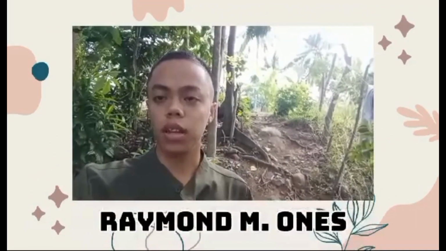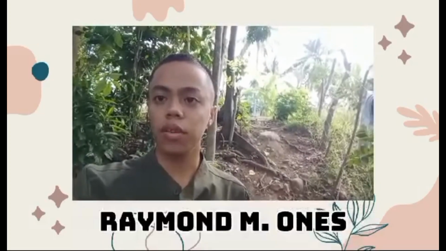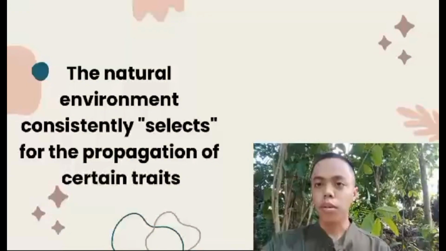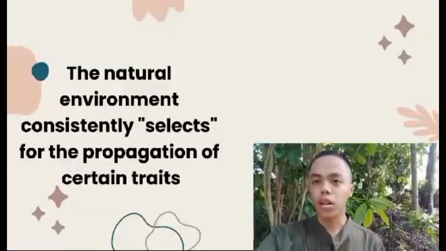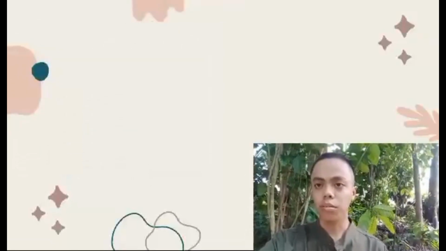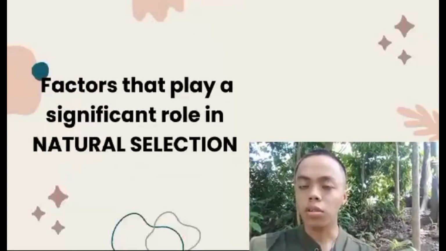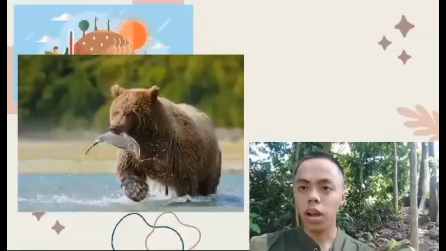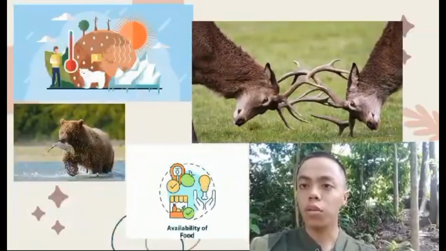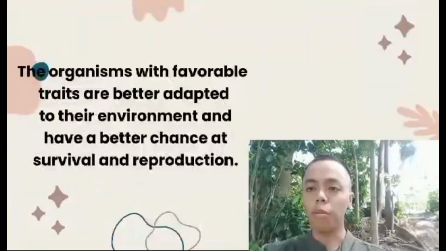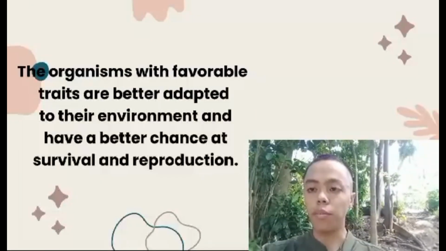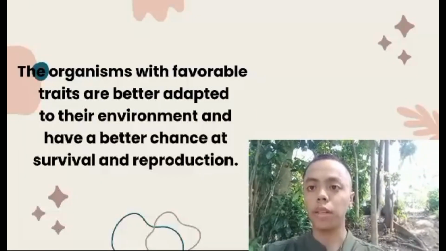I'm Raymond M. Honest, and I am here to discuss and give an example of natural selection. The natural environment consistently selects for the propagation of certain traits among naturally occurring variant traits in the population. The natural environment, including factors like climate, predators, availability of food, and competition, exerts pressure on individuals within a population. The organisms with favorable traits are better adapted to their environment and have a better chance at survival and reproduction.